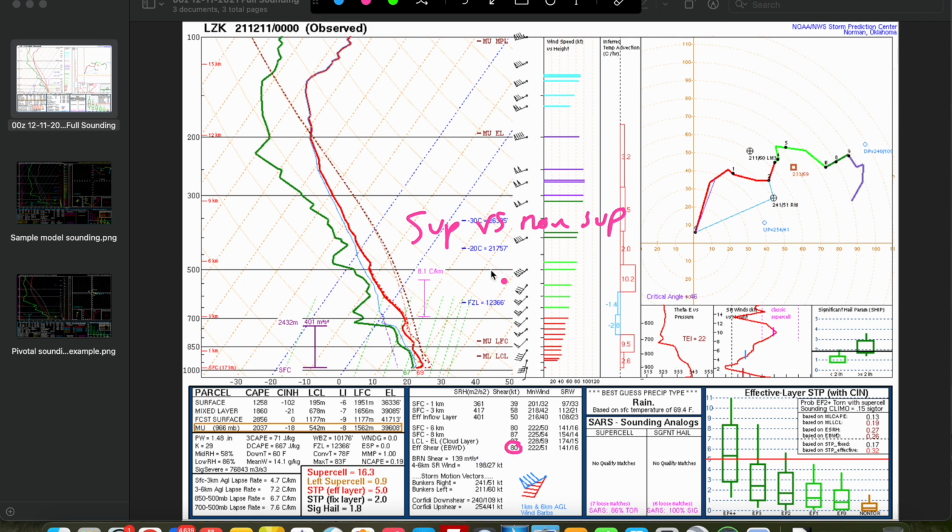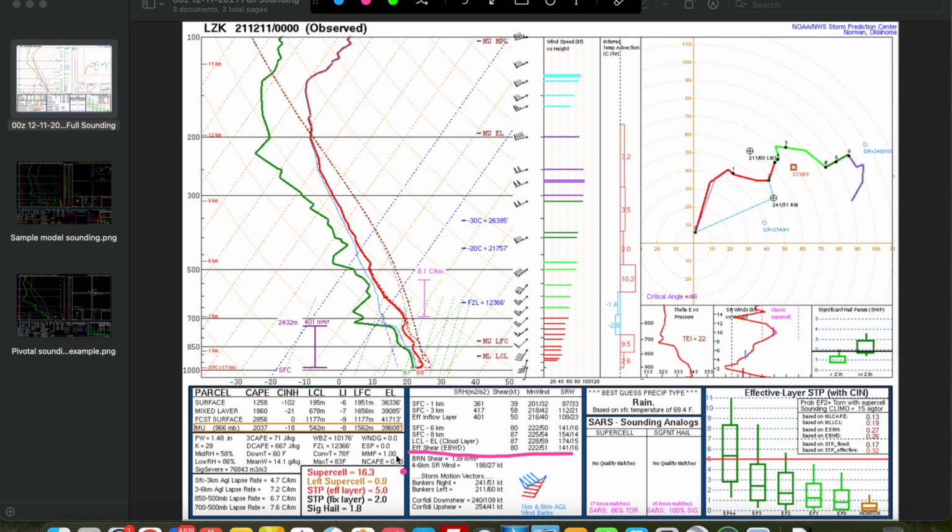But again, anytime the effective bulk wind difference is greater than 25 knots, again, 25 to 40 knots is that kind of sweet spot range for supercells, then you're going to see a greater chance for supercell development in a given environment. All right, now let's move on to the bottom portion of this middle box here.